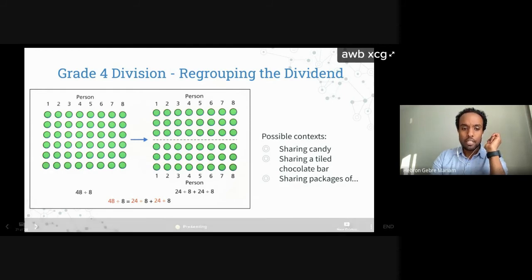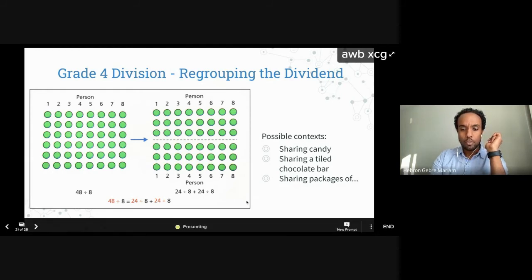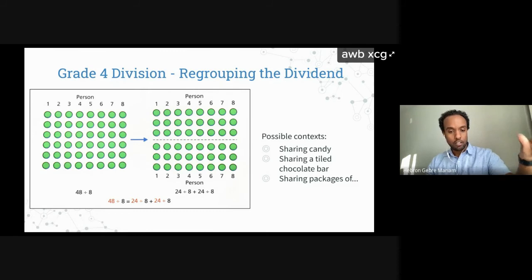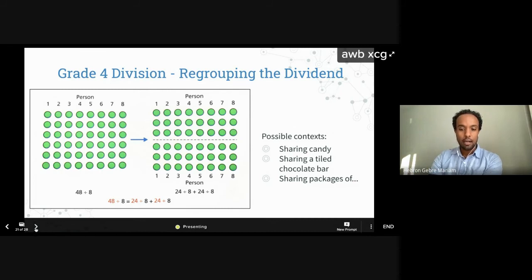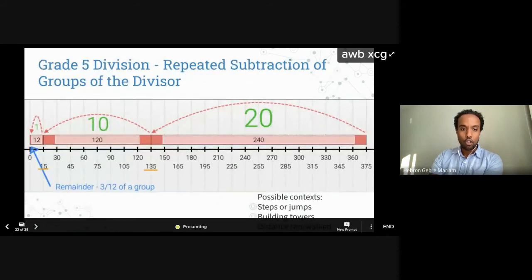Important note here is that we're splitting the 24 and the 24, which have to total to give you the original dividend. And the divisor, if you're regrouping the dividend, you can't also mess with the divisor. You can't do that. So working with context in these strategies is really important for students to start getting those relationships. Again, same scenarios: packages, candy, and that tiled chocolate bar.